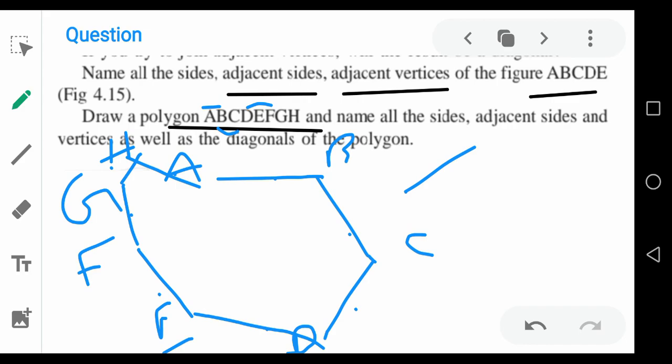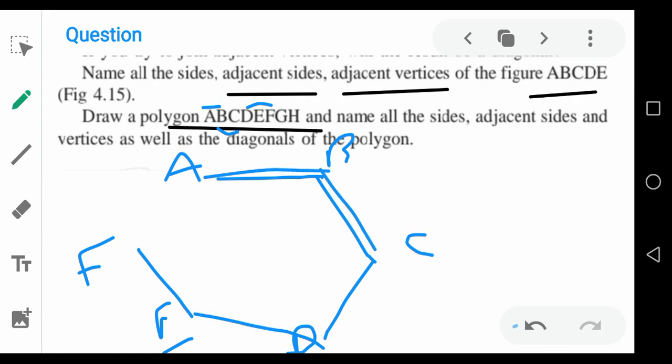So which all will be the sides of this polygon? AB, BC, CD, EF, GH, like that. You have to name the sides. Adjacent sides you have to write. What will be the adjacent sides? I told you AB, BC. AB and BC will be adjacent sides, one pair. Then what will be the next pair? BC and CD will be the next pair. Like that you have to write.